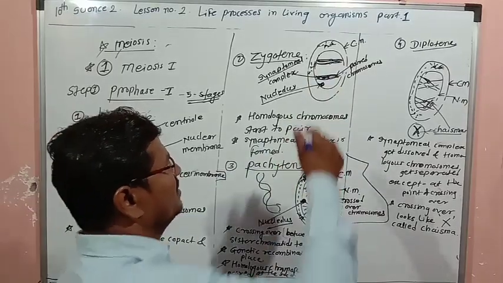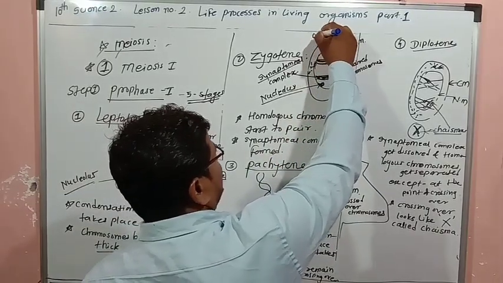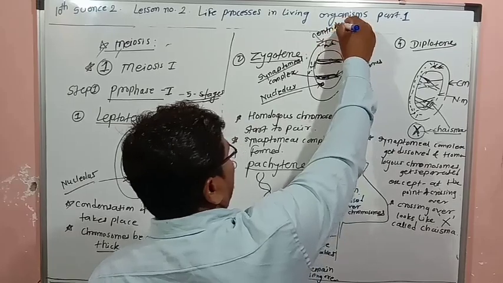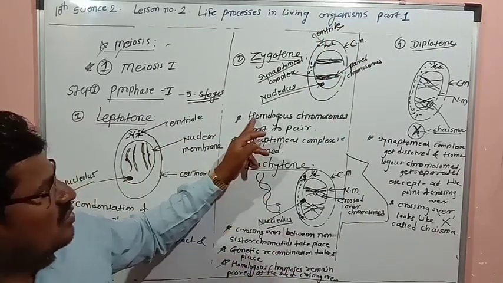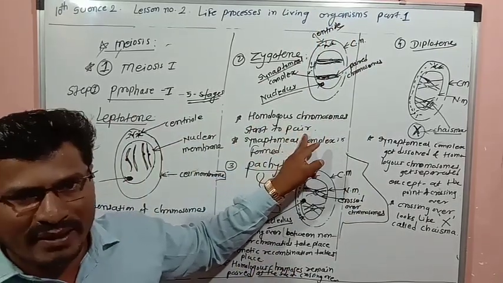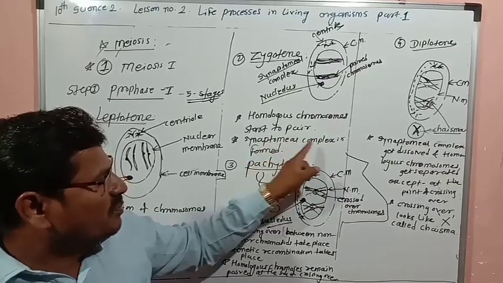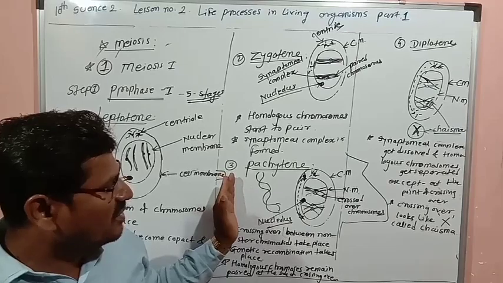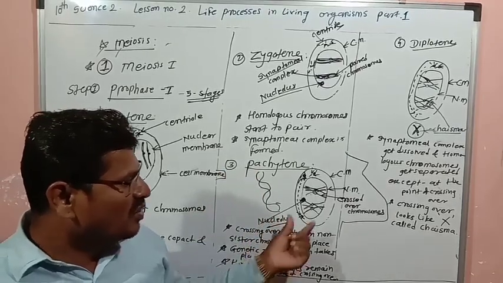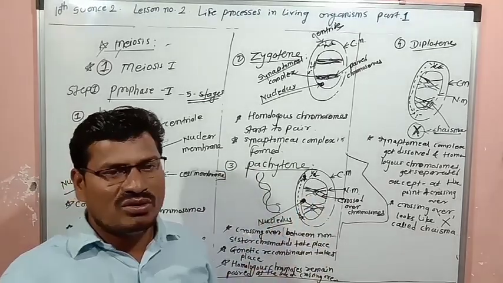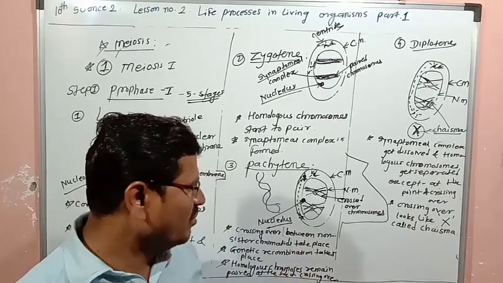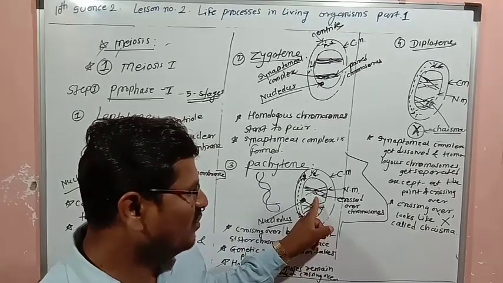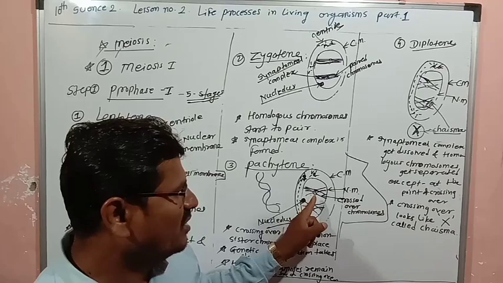Then cell membrane is there, nuclear membrane will be here, nucleolus is there, and centriole is there. So homologous chromosomes start to pair. The synaptonemal complex is formed, and the third step is pachytene. In pachytene, crossing over between non-sister chromatids of that particular chromosome takes place.